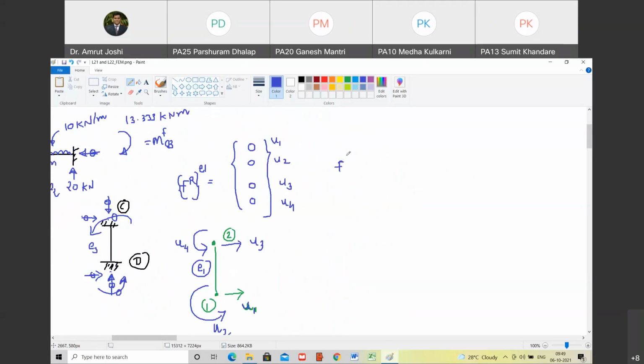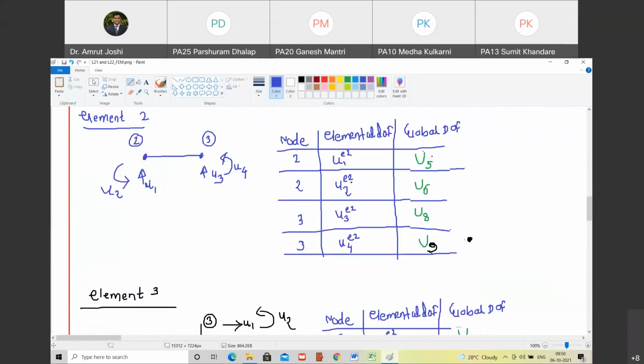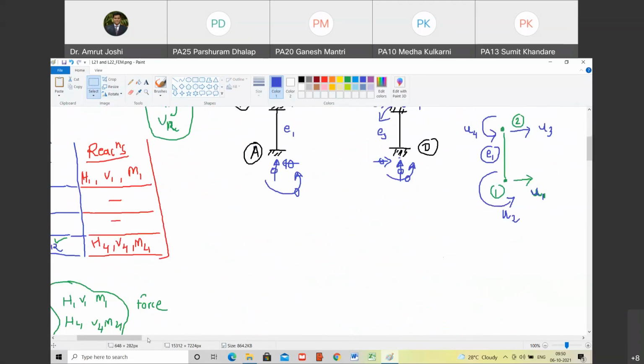Now I am going to write down the restrained force matrix for element number 2. Element number 2 also has similar degrees of freedom, which are U1, U2, U3, and U4, the local degrees of freedom. Are you with me? And how do these degrees of freedom look for element number 2? That diagram I am going to borrow here. Happy?